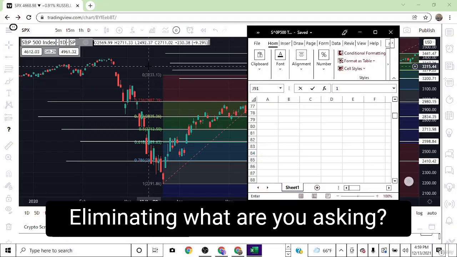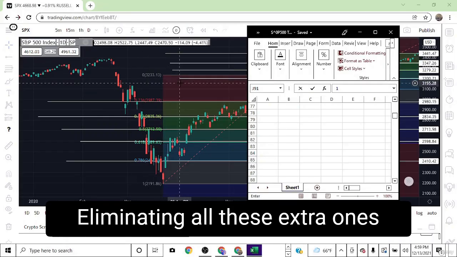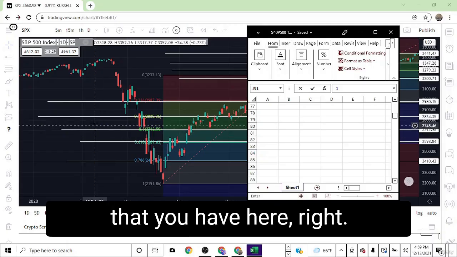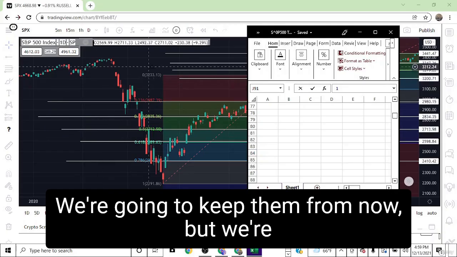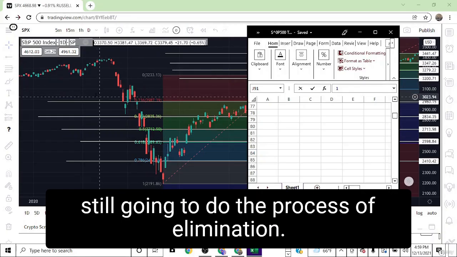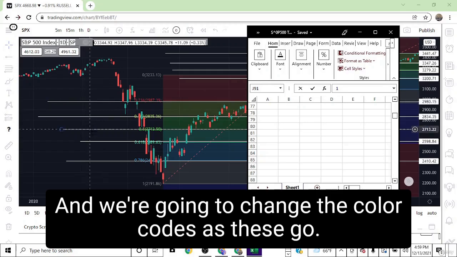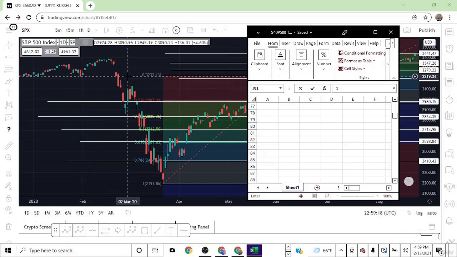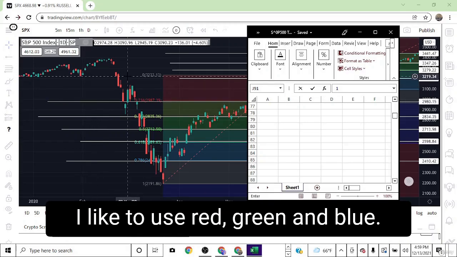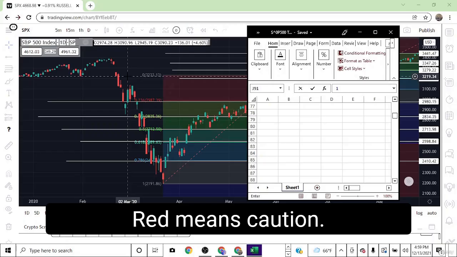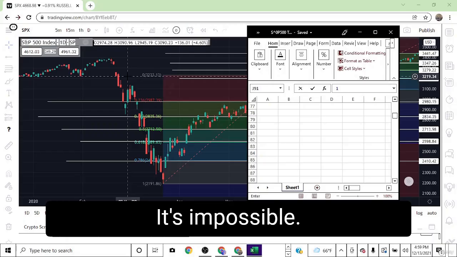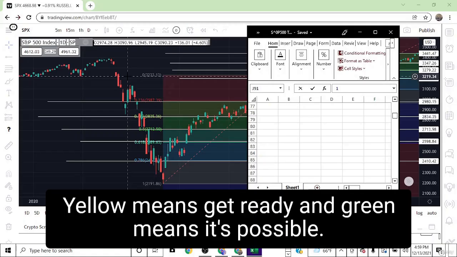Eliminating what, you're asking? Eliminating all these extra ones that you have here, right? We're going to keep them for now, but we're still going to do the process of elimination, and we're going to change the color codes as we go. I like to use red, yellow, and green. Red means caution, it's a possible. Yellow means get ready, and green means it's a go.